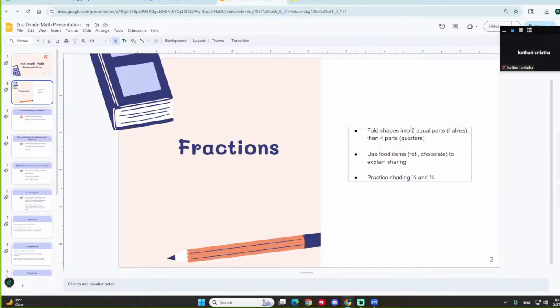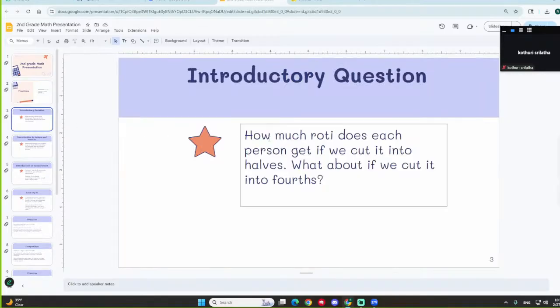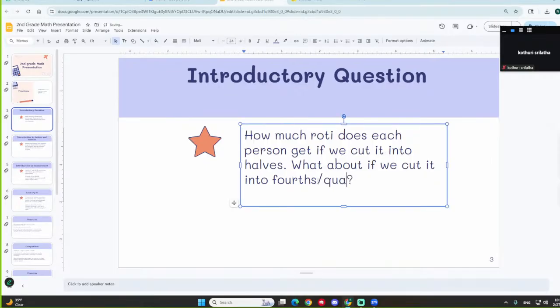Folding shapes into 2 equal parts, halves, or 4 equal parts, quarters, or fourths. Use food items, roti, chocolate, to explain sharing, and practice shading 1/2 or 1/4. How much roti does each person get if we cut it into halves? What about if we cut it into fourths/quarters?